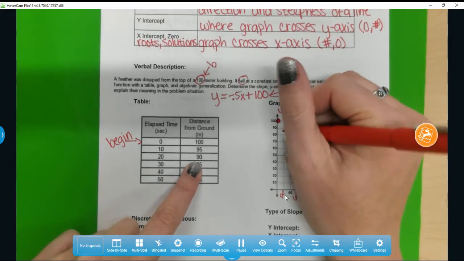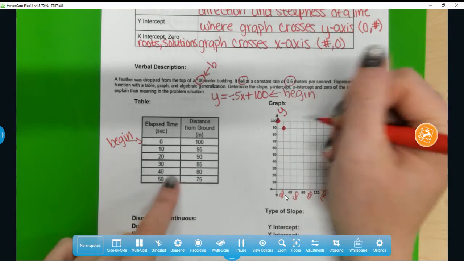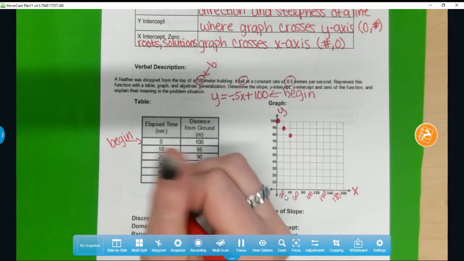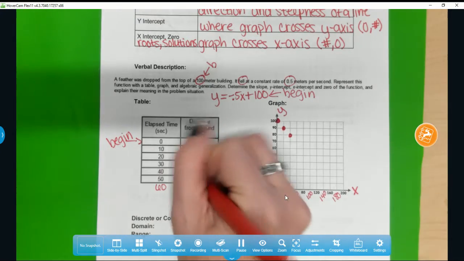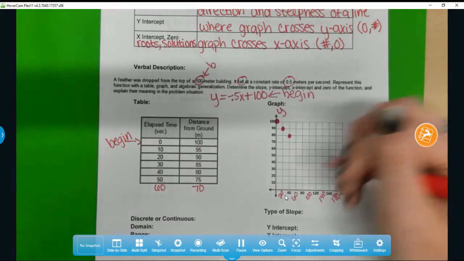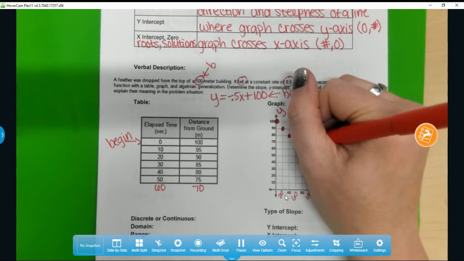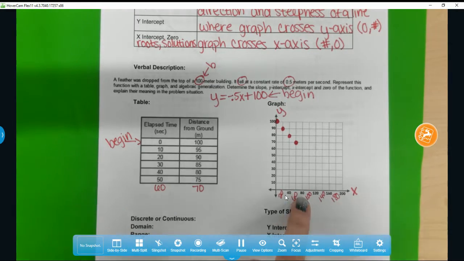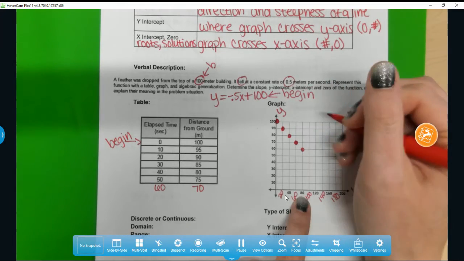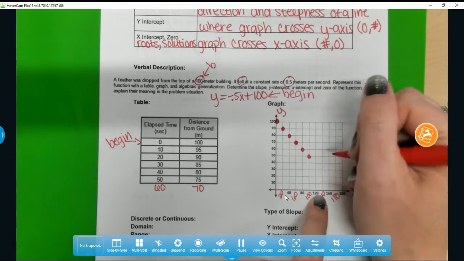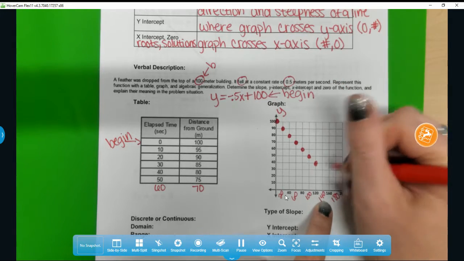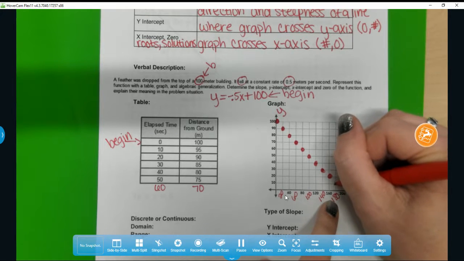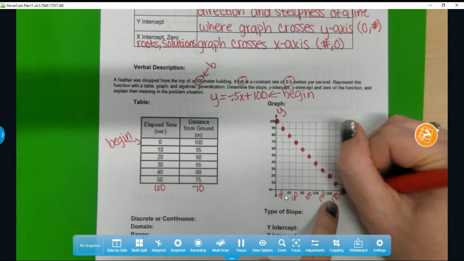So 20, 90, 40, 80. If we keep following this, it would go 60, 70. And then 80, 60. 100, 50, 120, 40, 140, 30, 160, 20, 180, 10, and then 200, 0.